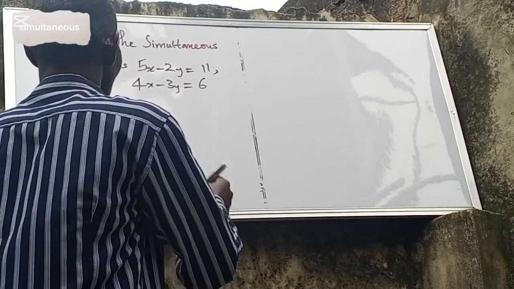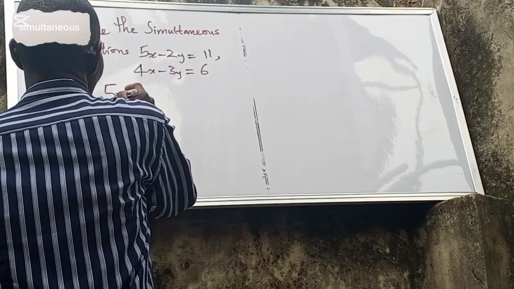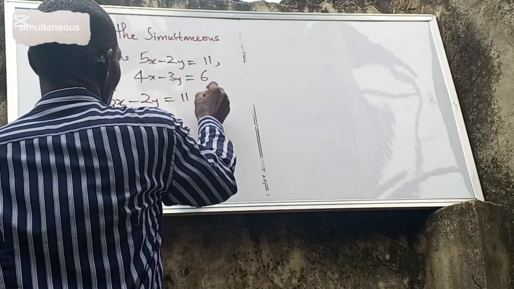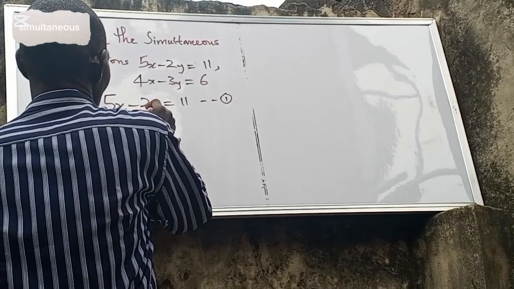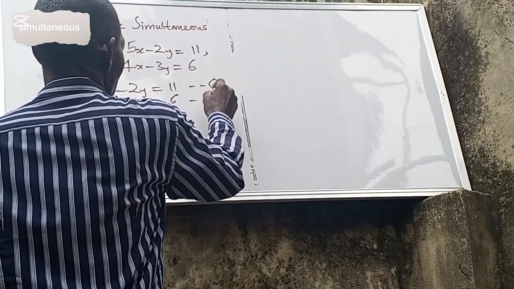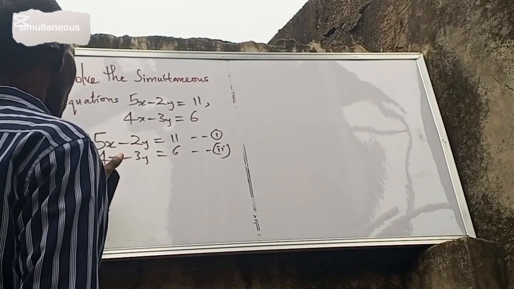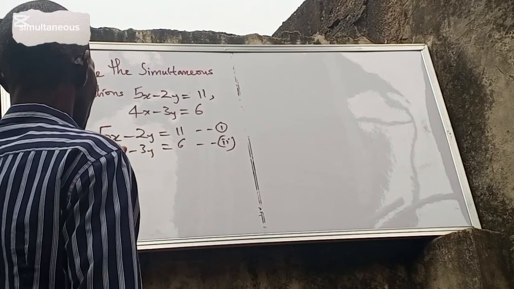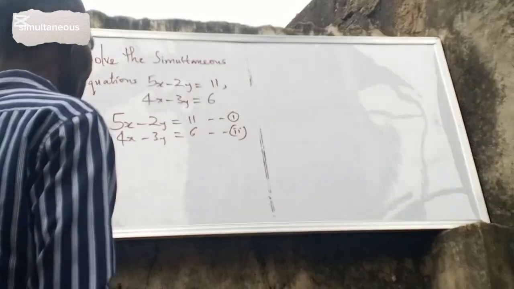So you are given a pair of equations. 5x minus 2y is equal to 11. That is equation 1. 4x minus 3y is equal to 6. This is equation 2. We are going to use the elimination method, in which one letter will be gotten rid of by making the coefficient in both equations the same.